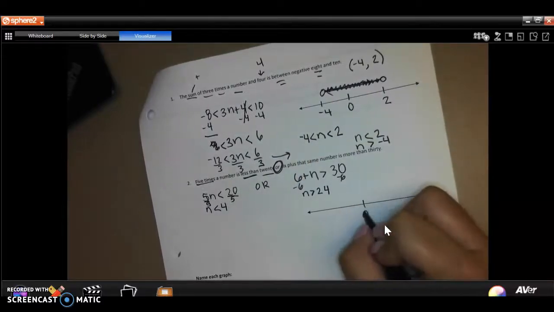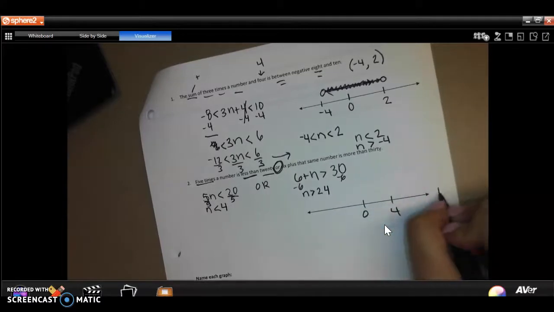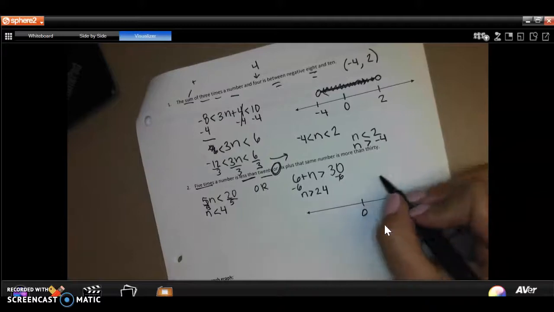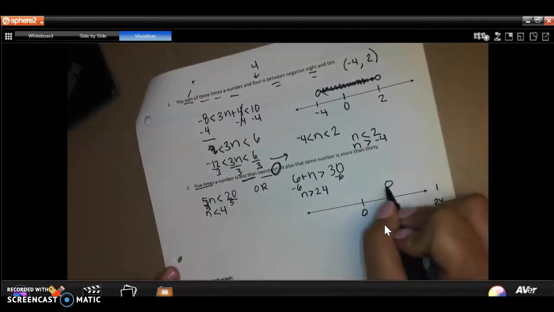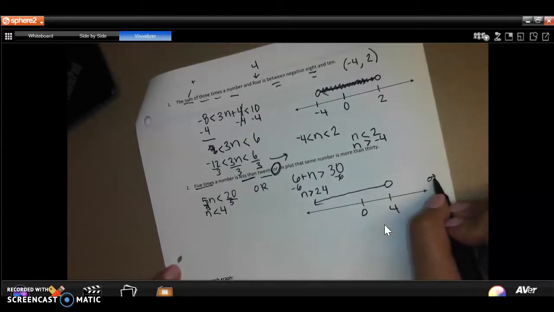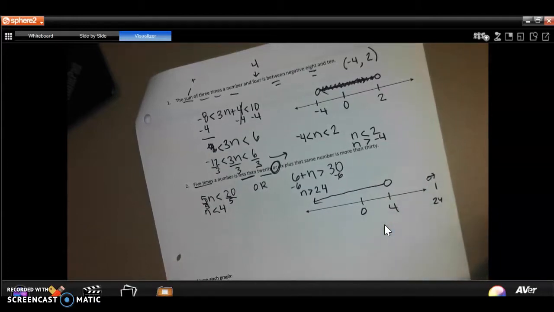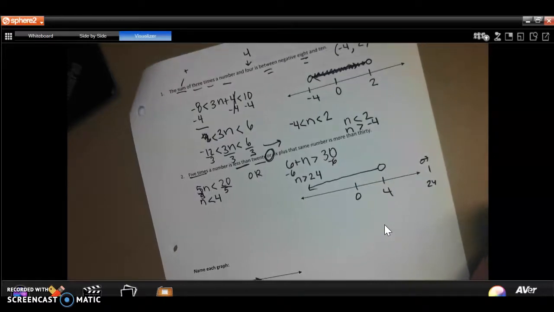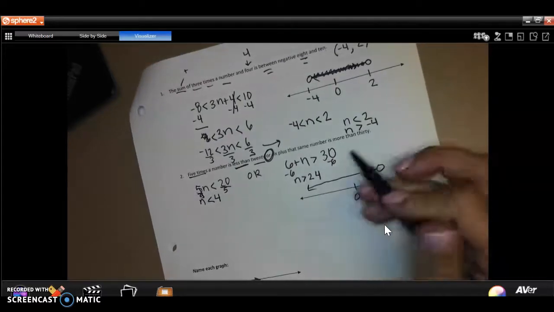Okay? 0, 4, 24. Open or closed? Open. n has to be less than 4, or open, n has to be greater than 24. Go ahead and freeze your screen. Try that interval notation on your own. Freeze it, and then check and see if you did the same thing I did.